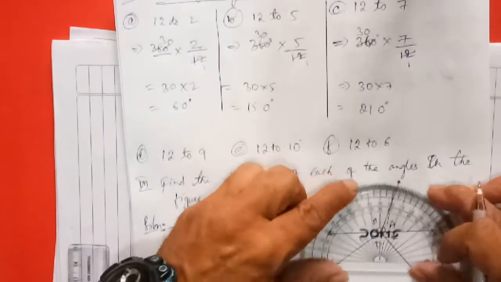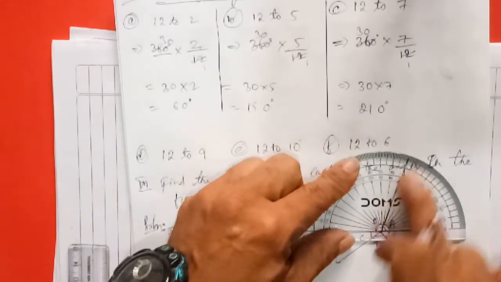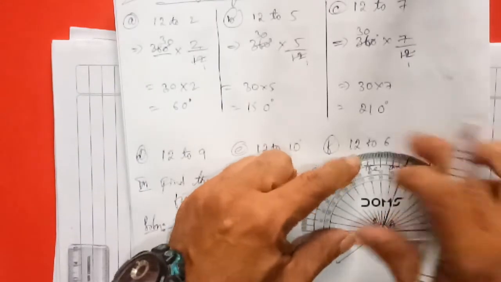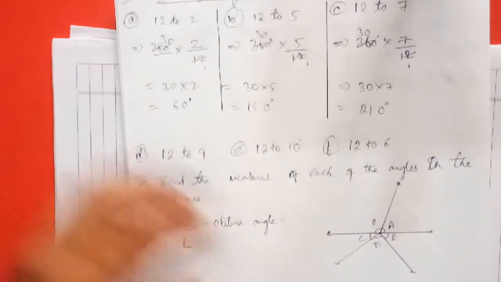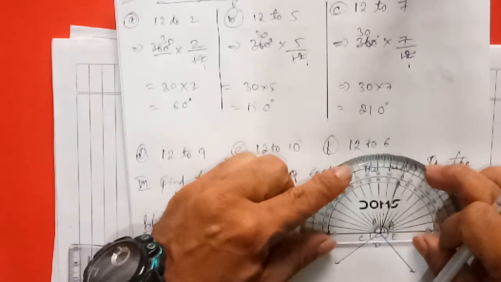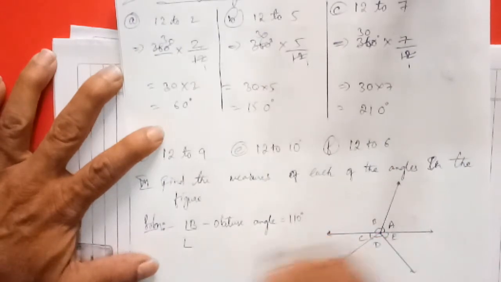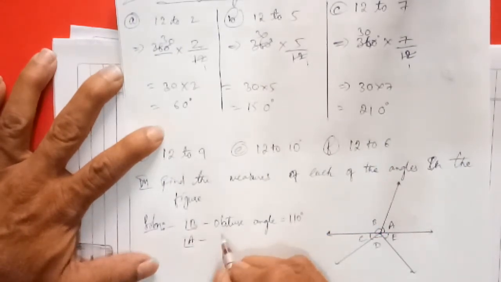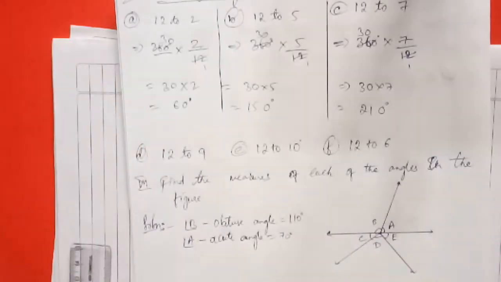And angle A we can see from this side. This is the baseline, this is the angle. Angle A is how many degrees? Angle B is 110 degrees. Angle A is an acute angle, equal to 70 degrees. We are getting that from the protractor.